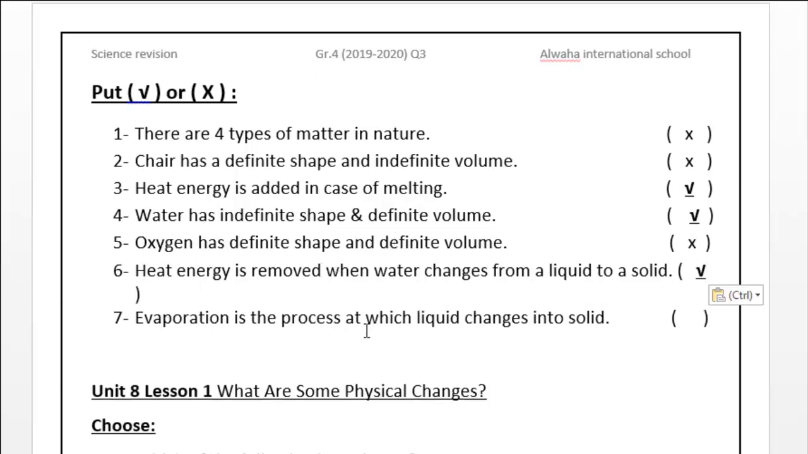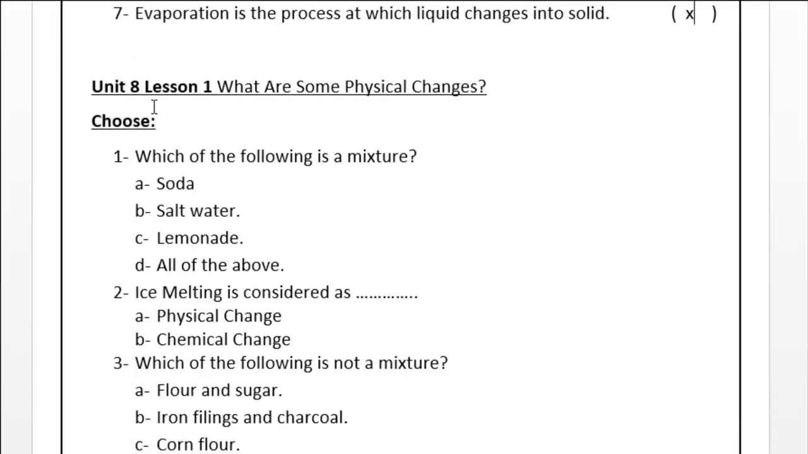Evaporation is the process at which liquid changes into a solid. From liquid to solid is called evaporation. No, it's called freezing, so it will be wrong. Okay. Unit 8, lesson 1. What are some physical changes?